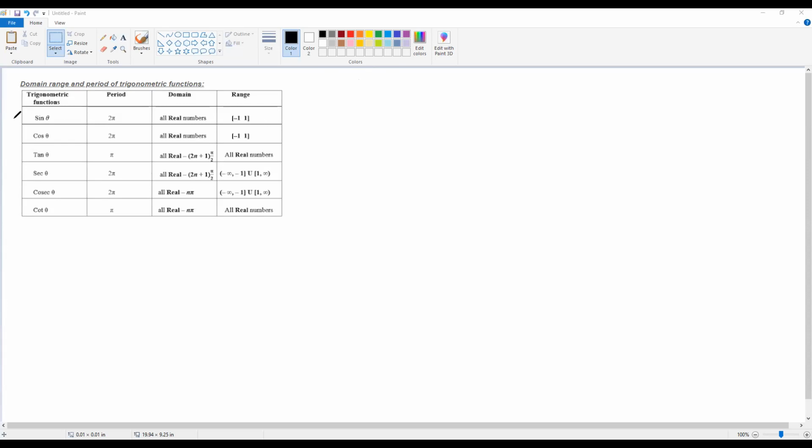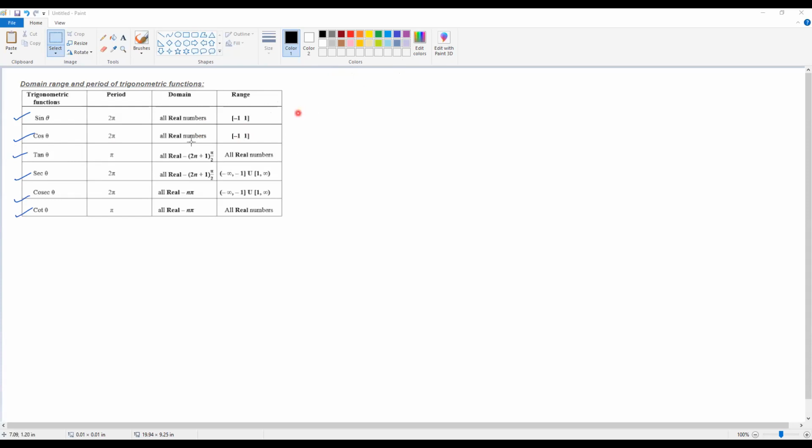Say sine theta. The domain is the set of all real numbers, and the range is the output between -1 and 1, that means the set of all real numbers between -1 and 1. Similarly, cos theta: the domain is the set of all real numbers, and the output is the set of all real numbers between -1 and 1. We have also seen tan theta, sec theta, cosecant, and cotangent. For all six trigonometric functions, we have seen the domain and range.